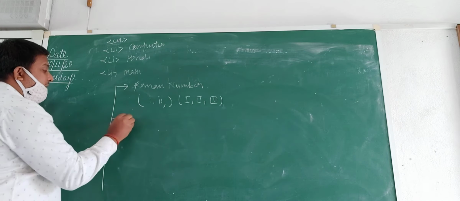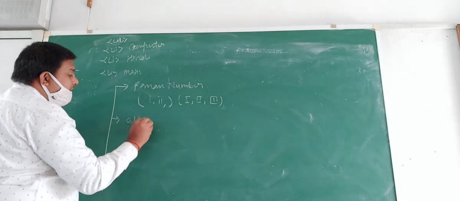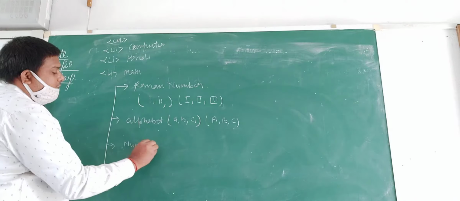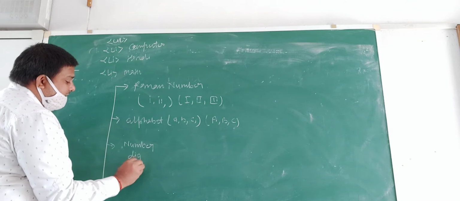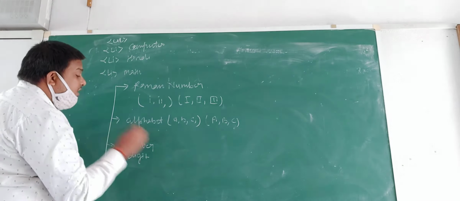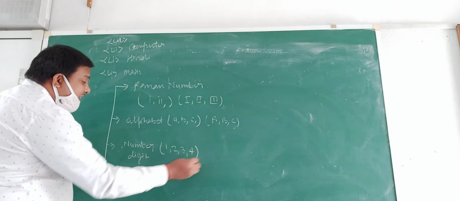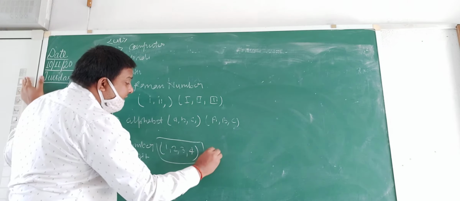Then we have alphabet. In the alphabet also we have what? A small alphabet a, b, c, and a capital alphabet also A, B, C. And the third one is what? Number. Number means we can also say digit. So digit means 1, 2, 3, 4, and that one is known as the default list.